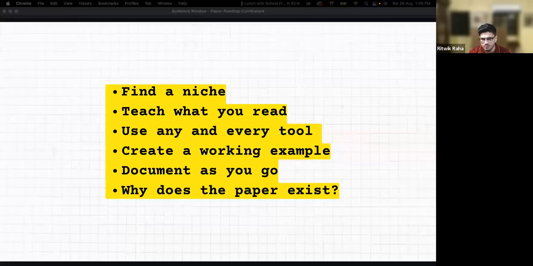Document as you go, because all of this might take you weeks, it might take you months. If you do it correctly, it will take you years. You'll eventually love it, but you kind of need to have some form of documentation.